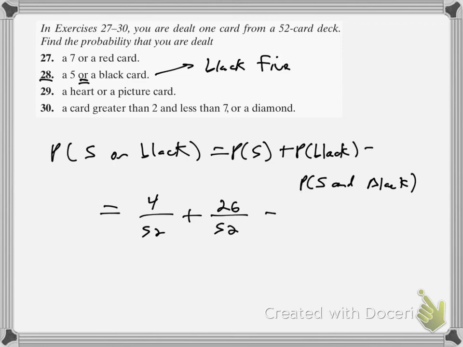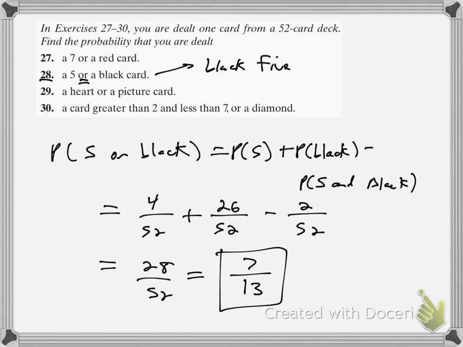Minus how many 5 and blacks are there? How many black 5 cards are there? There are 2 black 5s, a spade and a club. So that'd be 2 out of 52. So they all have the same denominator right here. Okay, so I can just add the numerators. That'd be 30 minus 2 is 28 out of 52, which divided by 4 is 7 over 13. You have a 7 out of 13 chance of drawing a 5 or a black card.